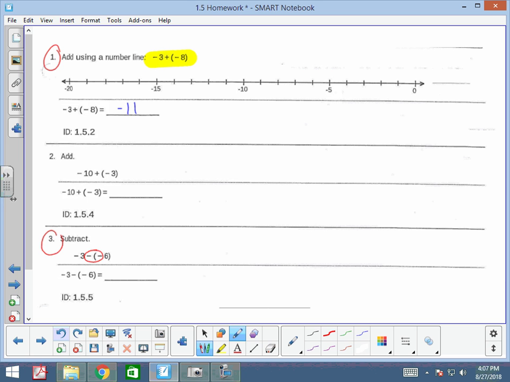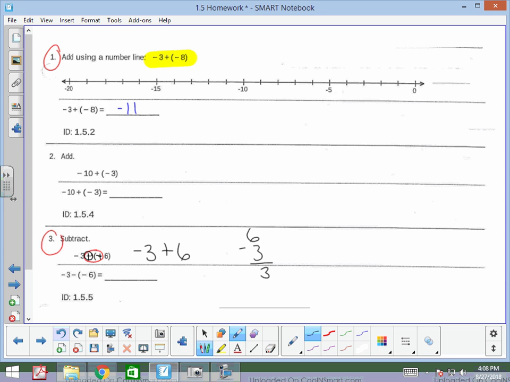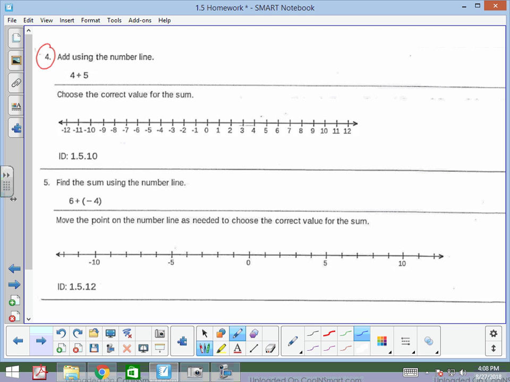All right, number 3, -3 minus -6. Remember that is going to be -3 plus 6, because we're adding the opposite. That's the definition of subtraction. You change that to a positive, and we're adding the opposite of -6, so we're adding +6. So -3 plus 6, they now have different signs. So subtract the numbers, 6 minus 3, and take the sign of the larger number. Since 6 is bigger and has a positive sign, our answer will be positive.